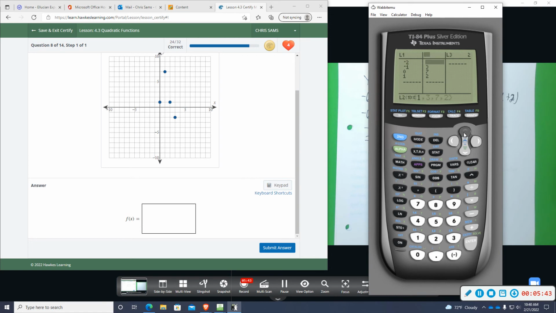Now I'll have data. I'm just going to arrow up, clear, enter. And then same thing in L1. Go to the very top, hit clear, and then enter. Okay, so now I'm going to put the ordered pairs. So I'm going to go in order from left to right.